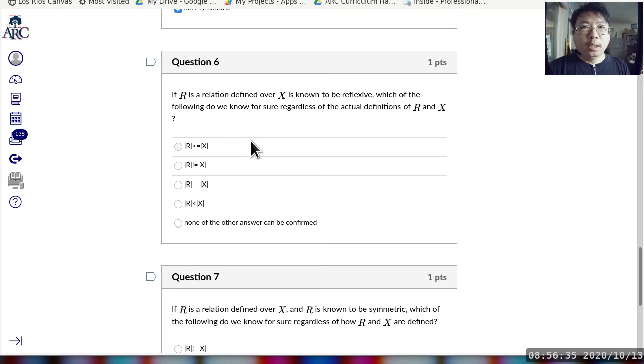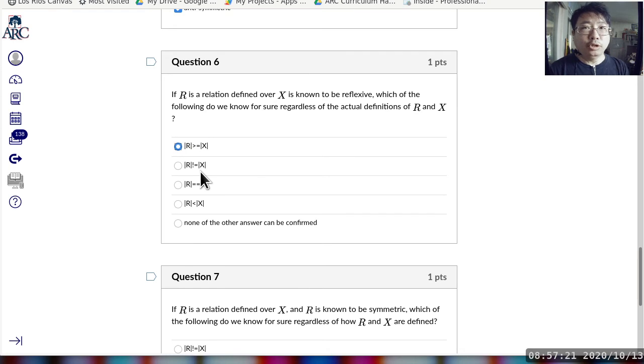Okay. So we can see that these are all based on relations between the cardinality of R versus the cardinality of X. So we have, the cardinality of R is greater than or equal to the cardinality of X. That seems to make sense, right? Because for every element of X, there has to be an element of R corresponding to it, because it is already known to be reflexive. So we check it first. Not equal to, nah, that cannot be true, because it doesn't guarantee that it's not equal to.